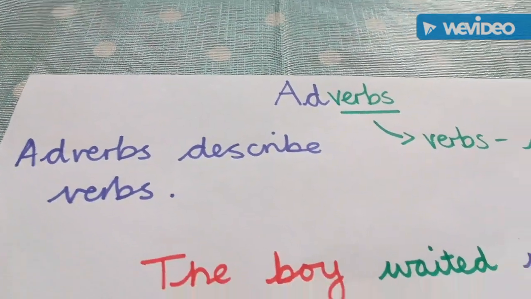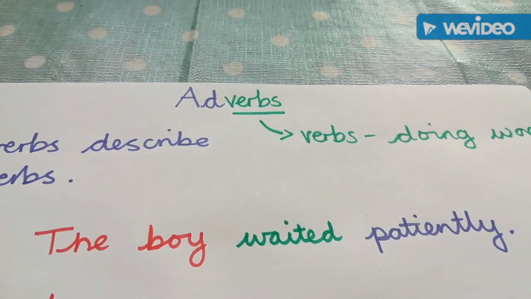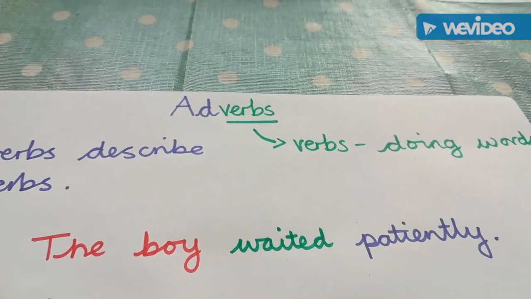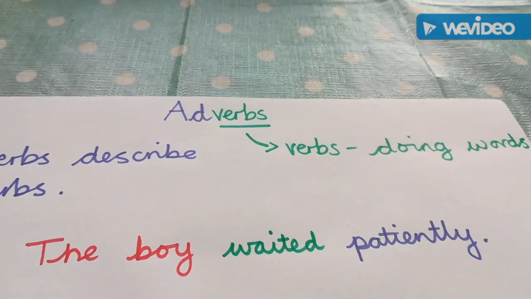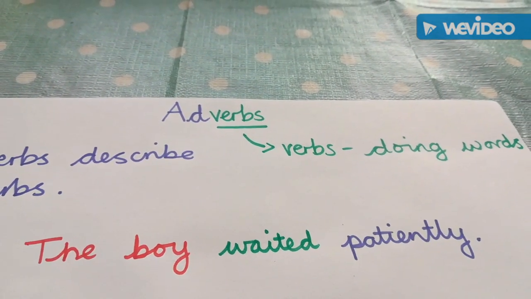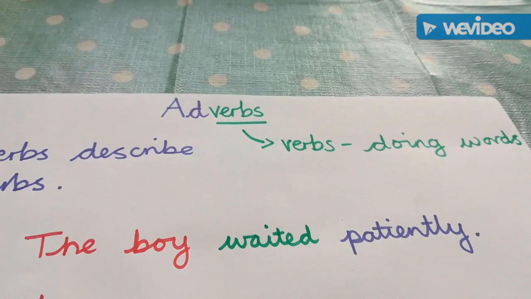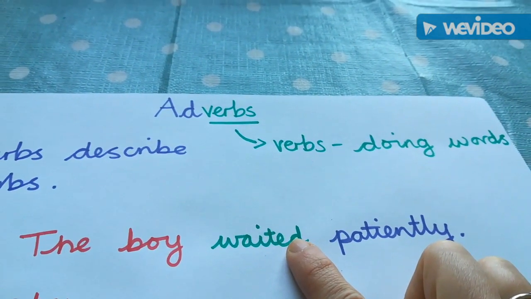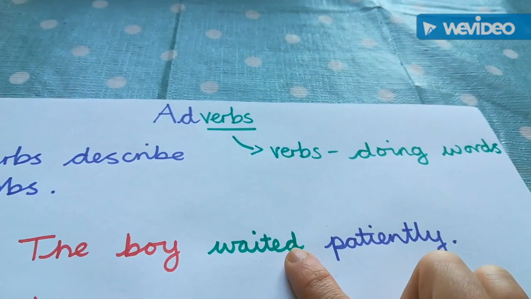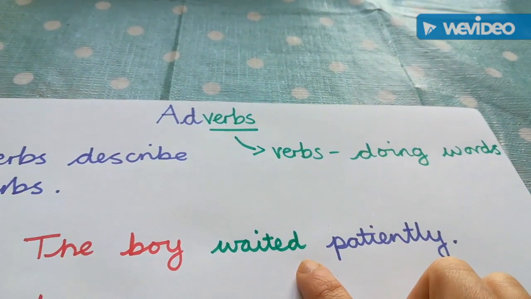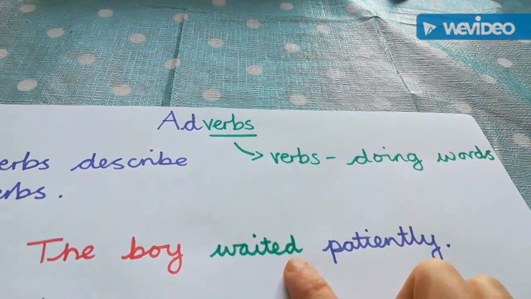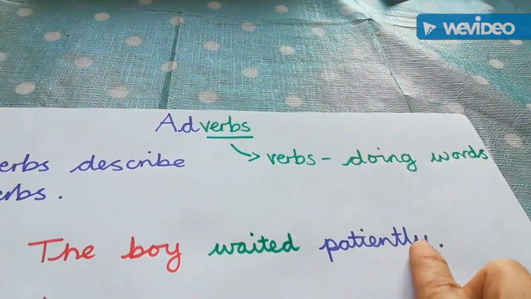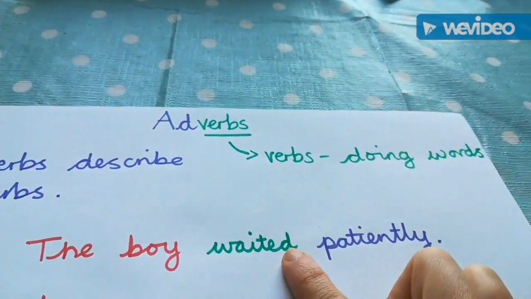So if we look at this sentence here, the boy waited patiently, I'd just like you to think for a moment, what is the verb, the doing word, in that sentence? Hopefully you'll have thought that the verb there is waited, that's what he's doing. And then I'd like you to think, what is the adverb? What are we describing? How are we describing what he's doing? So the adverb is patiently, because that describes how he is waiting.